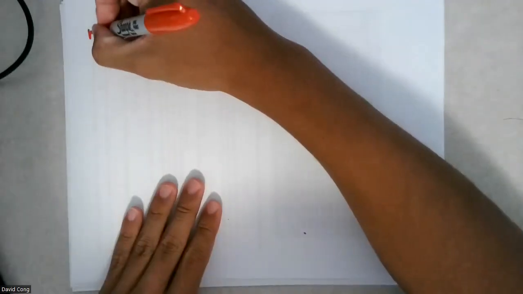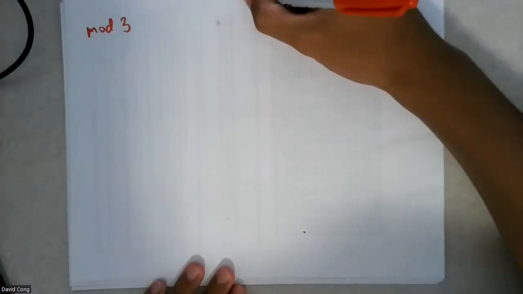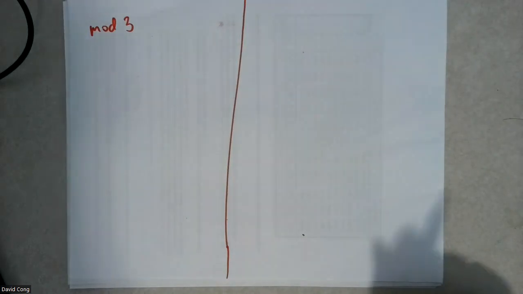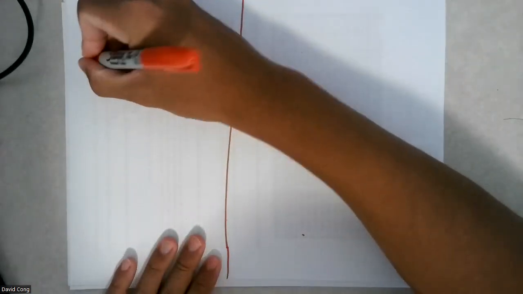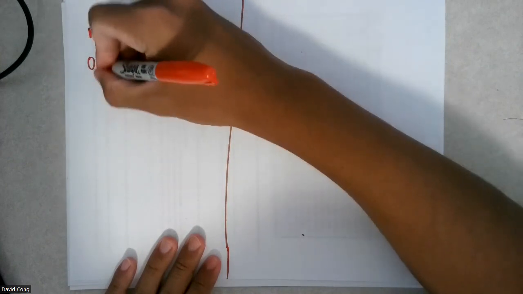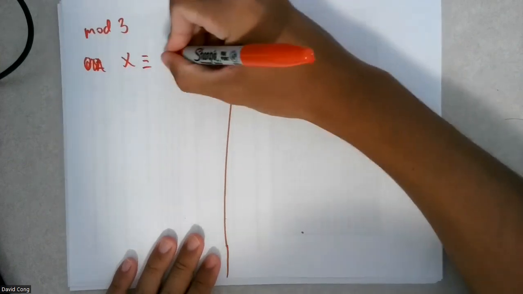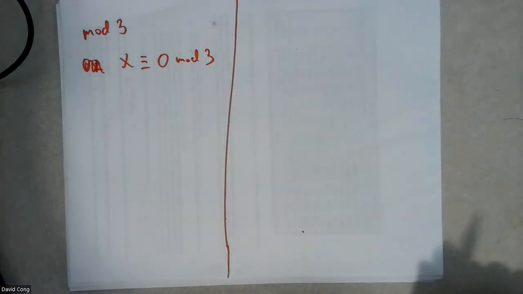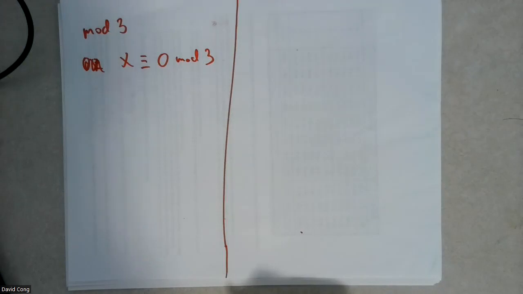Number three. So there are two ways to think about number three. If you know modular arithmetic, where you work with mod 3, I'll do that on this half. And the other way, if you don't know modular arithmetic, I'll do over here. So with mod 3, if the number is divisible by 3, it must be congruent to 0 mod 3. And we know the divisibility rule for 3: if the sum of the digits is divisible by 3, the number is divisible by 3.